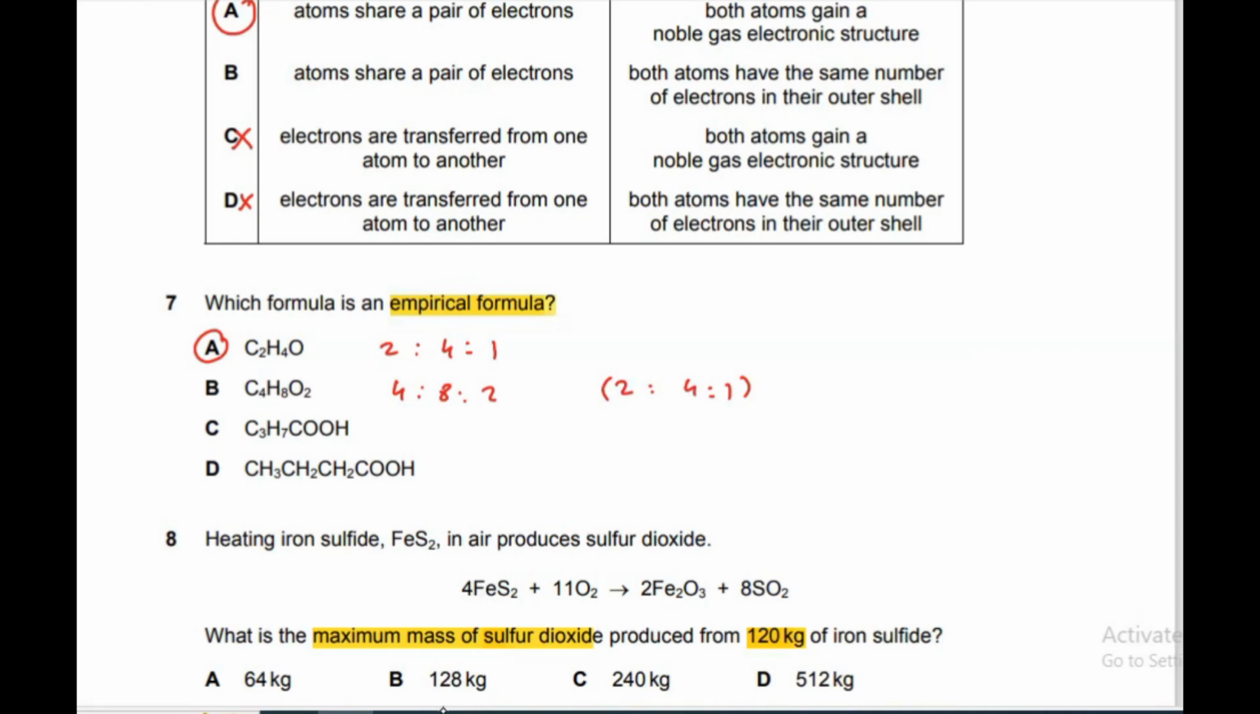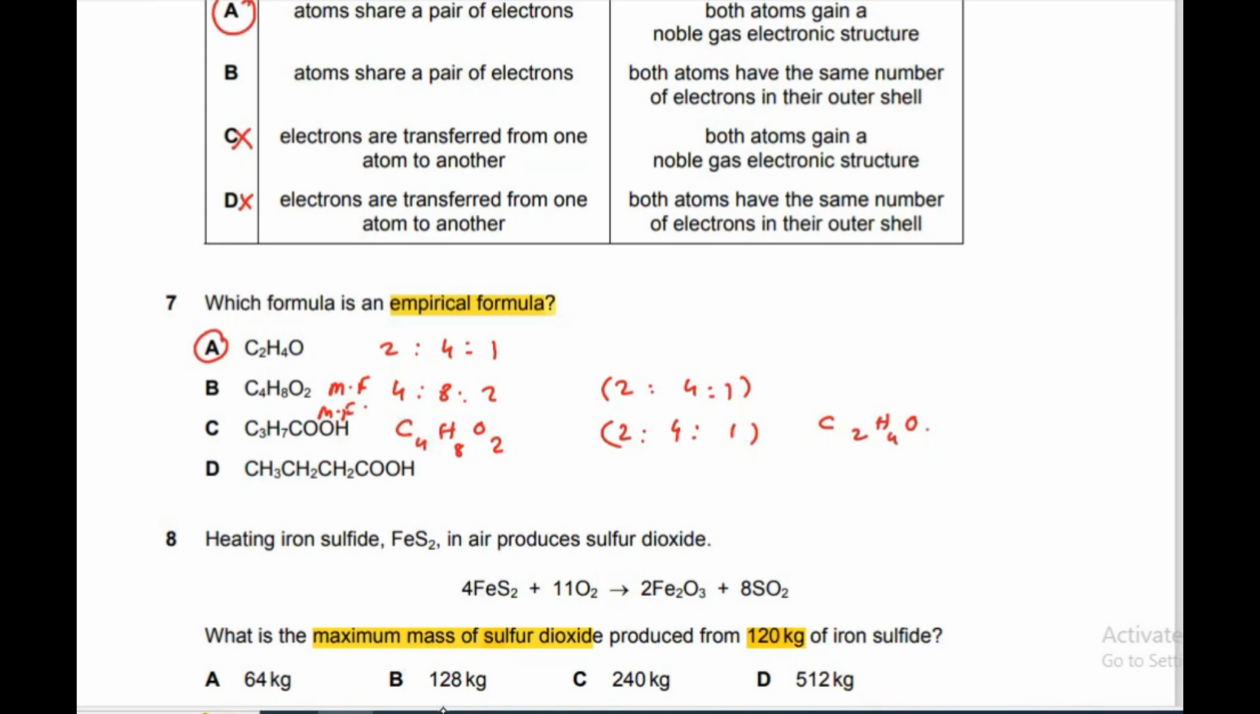Now, if we count the total number of carbon, hydrogen, and oxygen, there are 4 carbon, 8 hydrogen, and 2 oxygen. So this can be simplified, because 4, 8, 2 becomes 2, 4, 1. So this will be the empirical formula, C2H4O. This one is the molecular formula because it shows the actual number of atoms of every element.